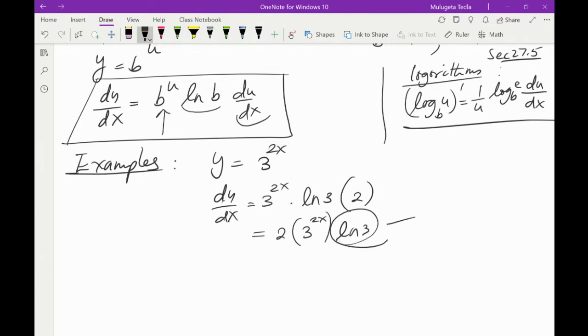times ln of 3. In fact, ln of 3 is a number, a constant. You can use a calculator for ln 3. It is approximately equal to 1.099. You could have replaced that and multiplied by 2.